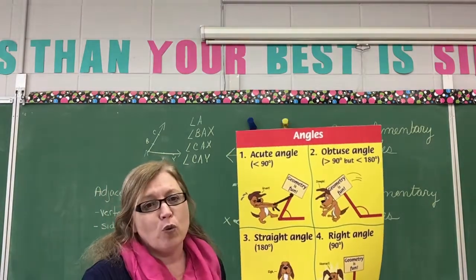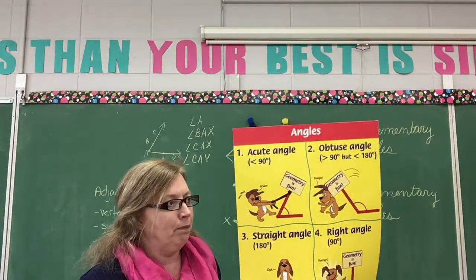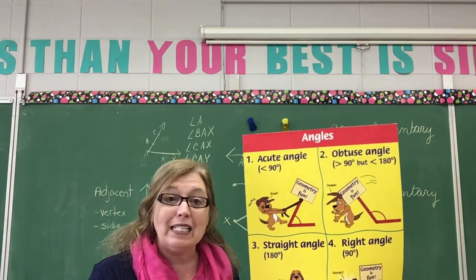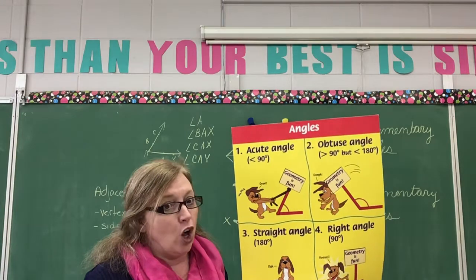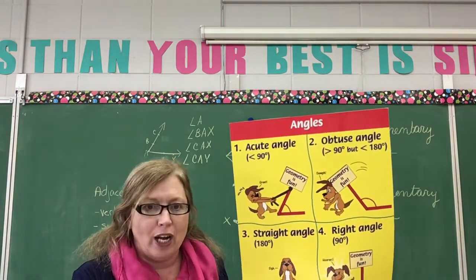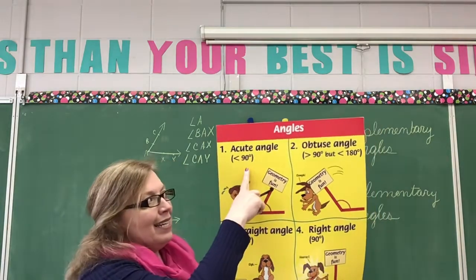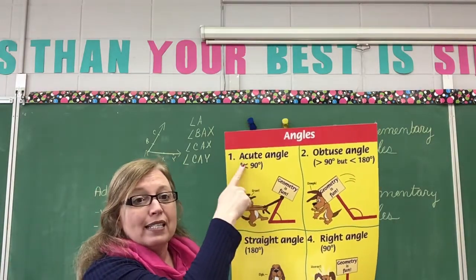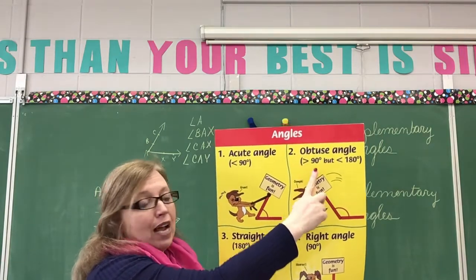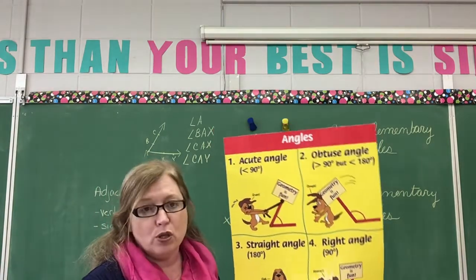Obtuse reminds us of the word of someone that is starring on My 600-Pound Life. They are obese, okay? Very large. And obtuse means a very large angle, okay? So less than 90 degrees, it is acute. More than 90 degrees, greater than 90 degrees, it is called an obtuse angle.